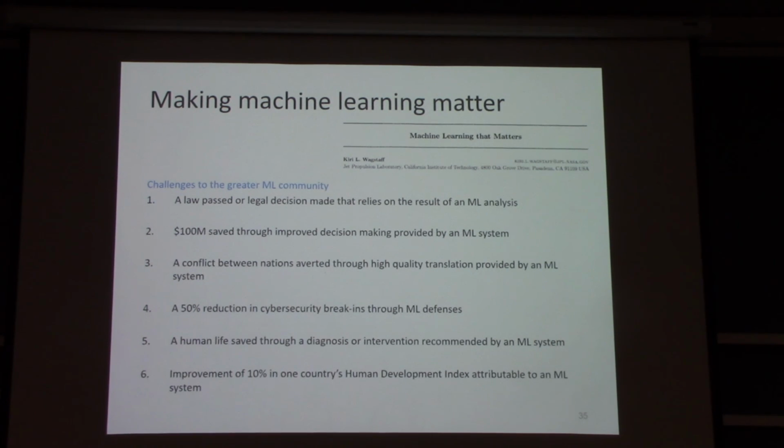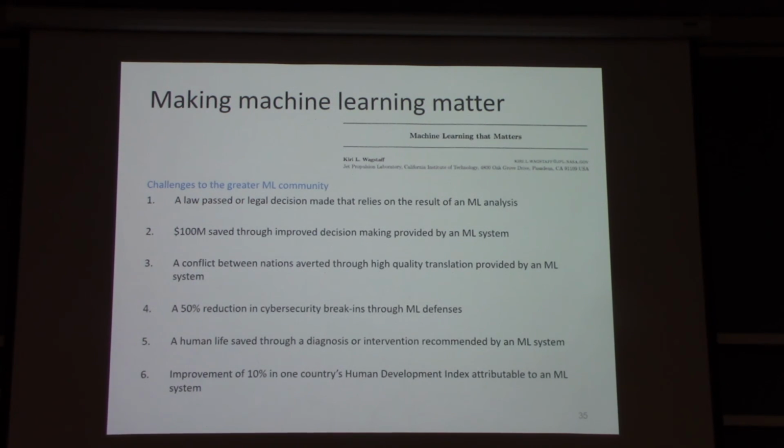Beyond simply predicting things like advertisements and making money from Google, this is a paper by Kiri Wagstaff, who was actually a Utah alumnus. She did her undergrad here a while back, and then went on to do a PhD and now works for NASA's JPL. She wrote a challenge paper to the greater machine learning community, and I think this is interesting enough that I'm actually going to read out each of them.